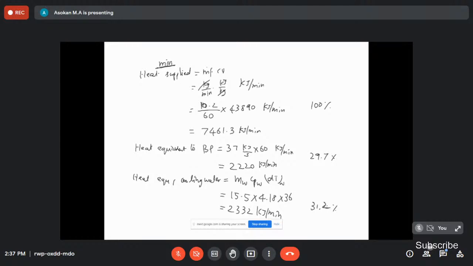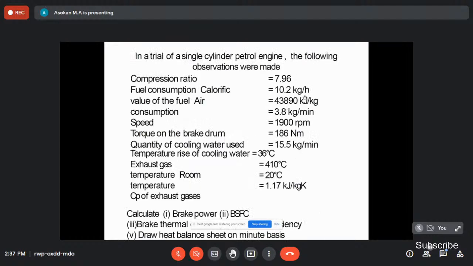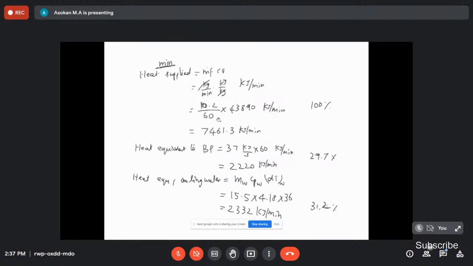So heat supply, mass of the fuel, total heat. So what is the total heat? Mass of the fuel and the calorific value, already known, 43,890. You have to calculate in kilojoules per minute. It is given in the question as kg per hour, so you convert to per minute, 10.2 divided by 60. Then you will get this value around 7461.3 kilojoules per minute. It's 100% of heat. Then heat equivalent to brake power.